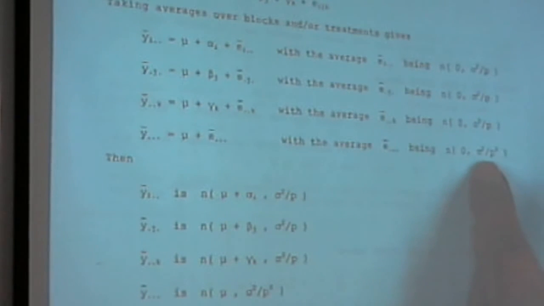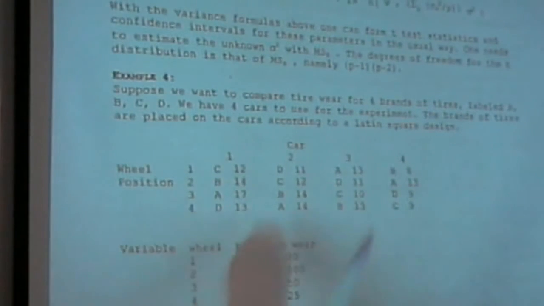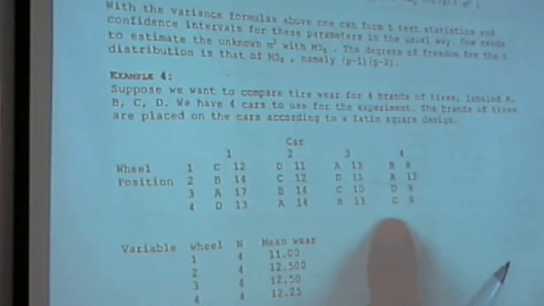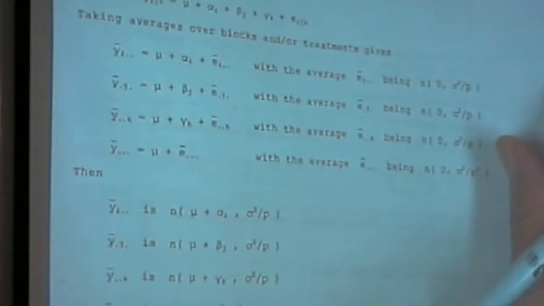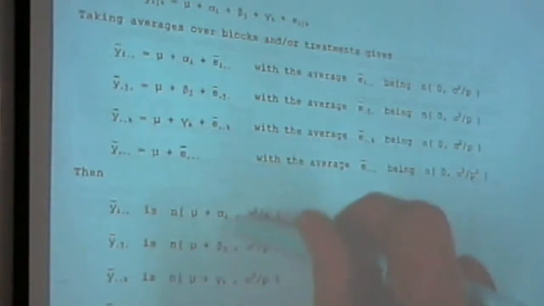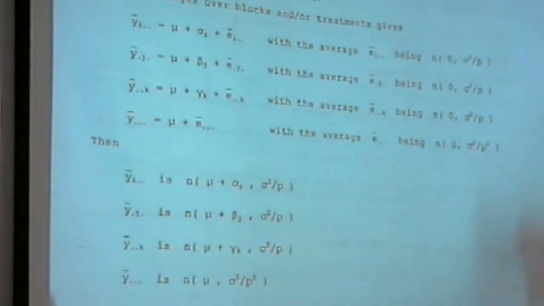Notice how in the variance I've got a p squared coming up in the denominator over here. If you look at the example, and you say, if I take the average of all 16 numbers here, it should be sigma squared over 16. But the 16 is 4 times 4, right? All right, so there it summarizes these distributions at the bottom of the page there for this Latin square design.